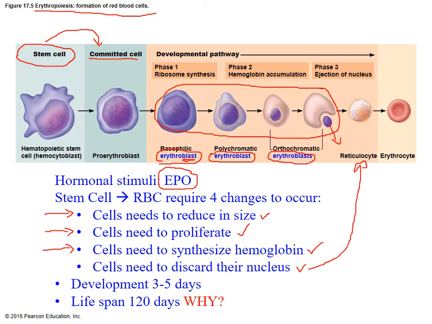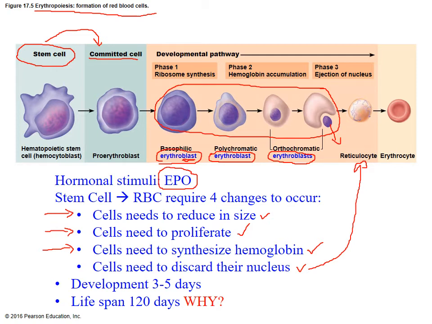Then they're going to lose their nucleus. And when they lose their nucleus, we're going to call them a reticulocyte. The reticulocyte is the first cell to leave the bone marrow and start circulating around, and it takes another day or so for it to fully mature into an erythrocyte. So now you have your mature red blood cell that can do all the gas transport functions that we were previously discussing.